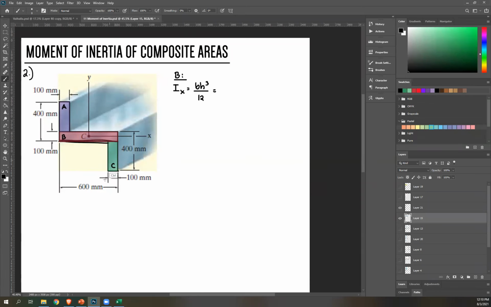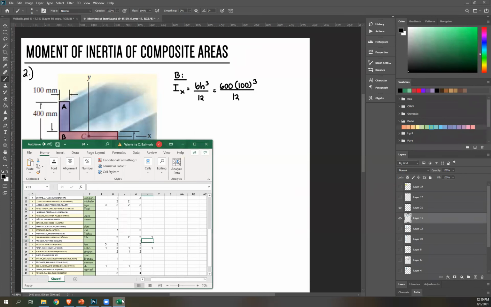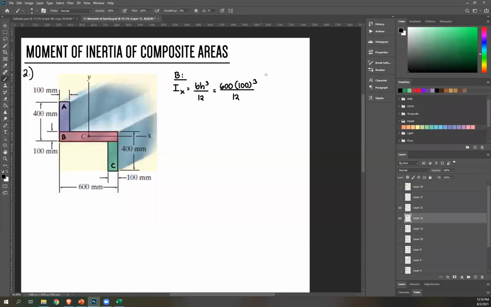So base is this total length, which is 600. Height is this given 100, over 12. Please solve. What's the answer? You can write in scientific notation. Correct, Colin? Correct. Chua. J-Lo. With 5 times 10 raised to 9.